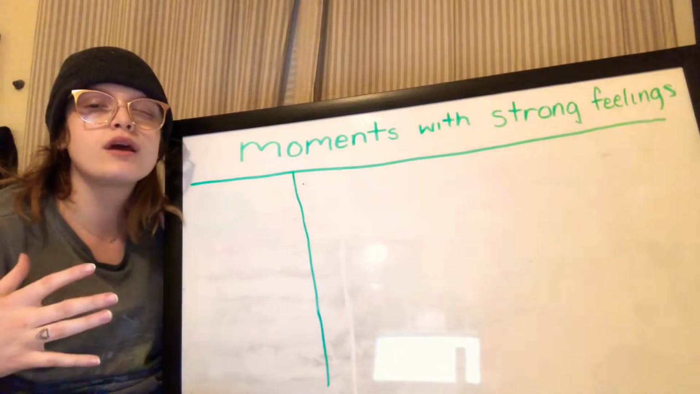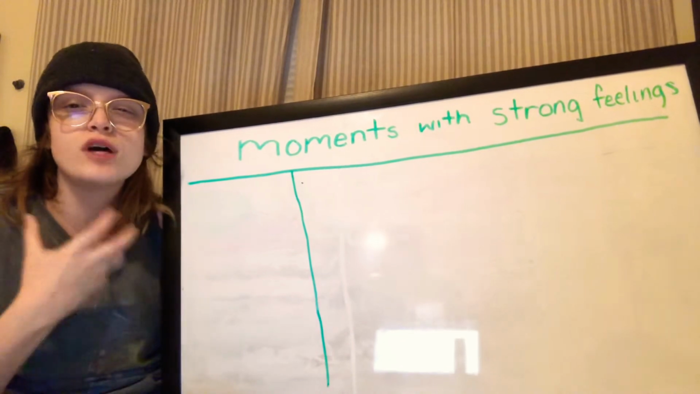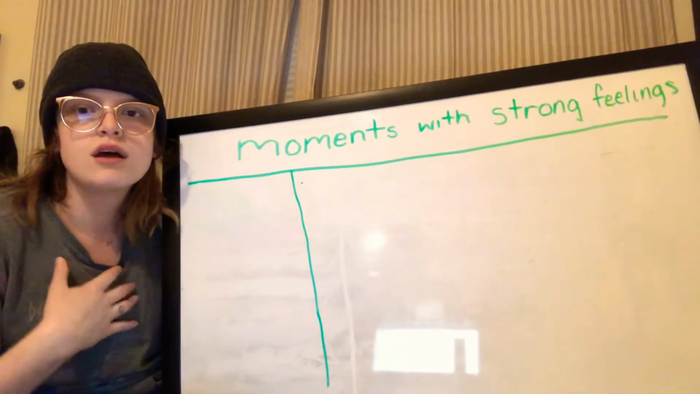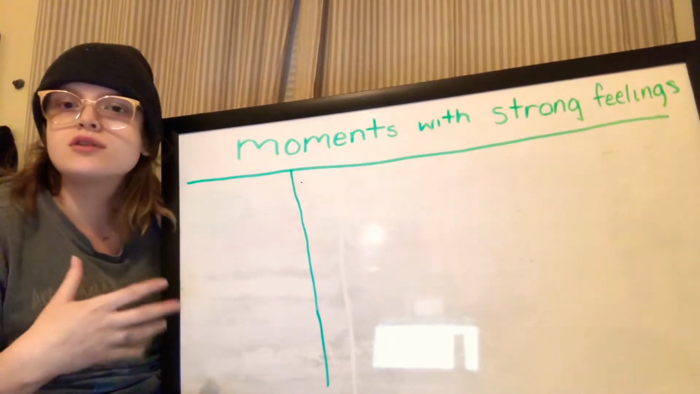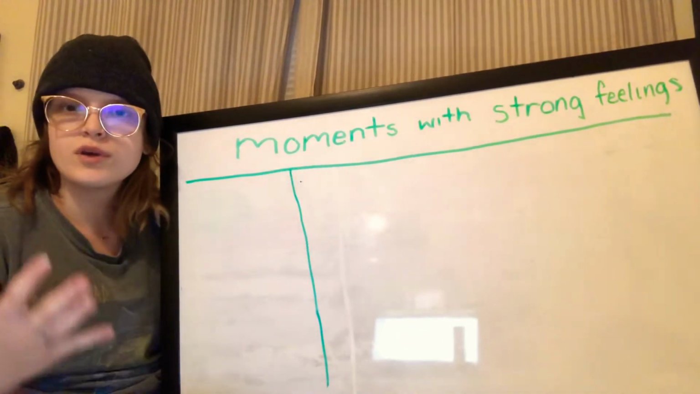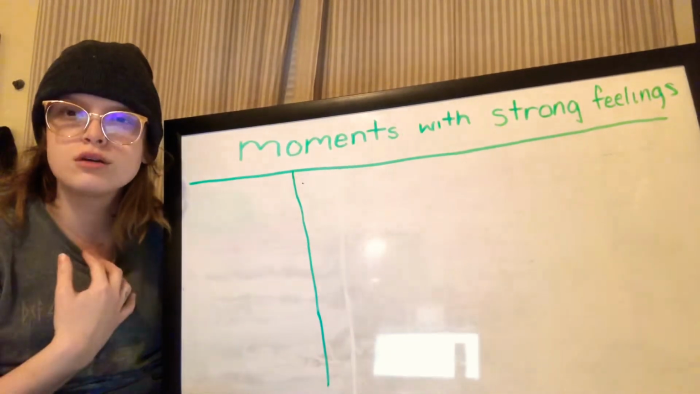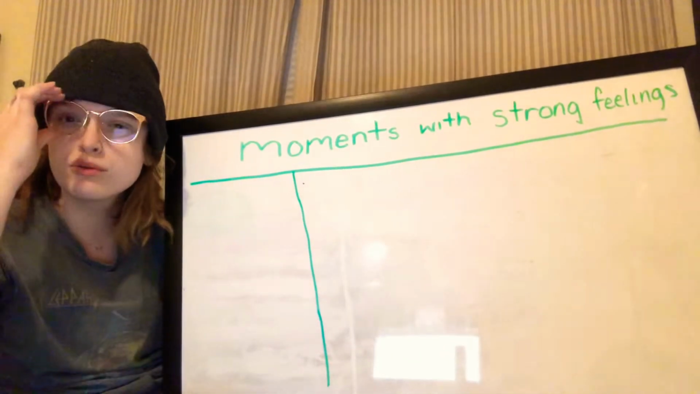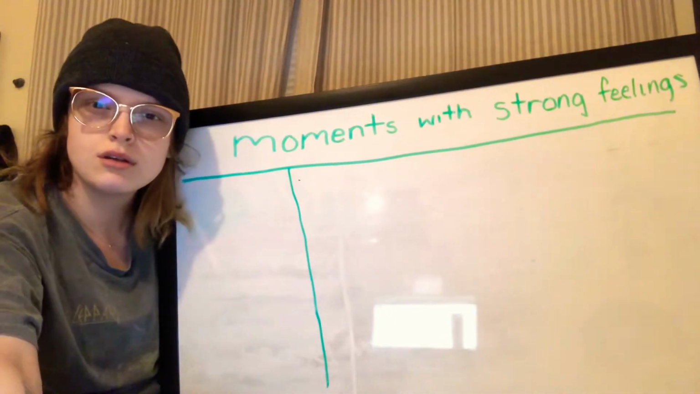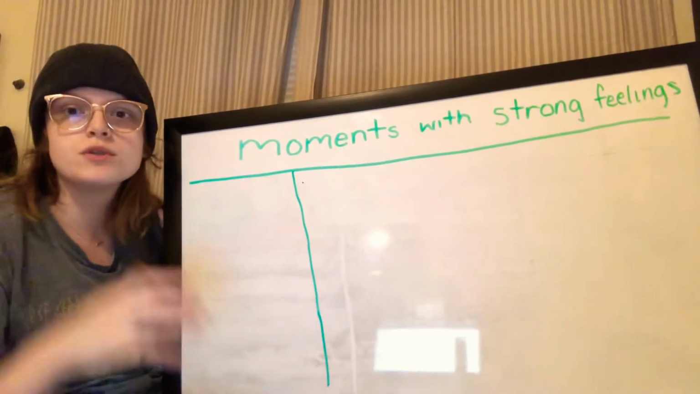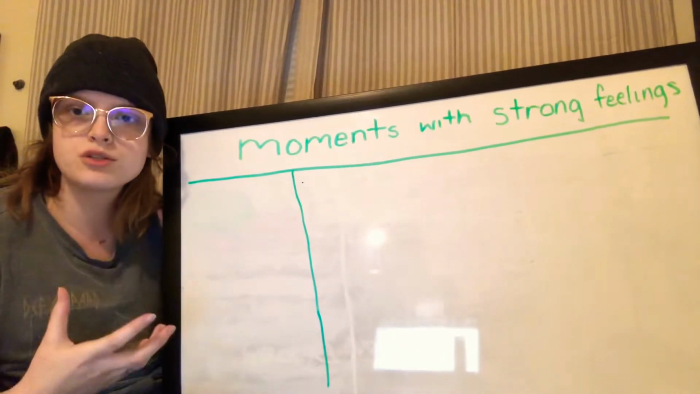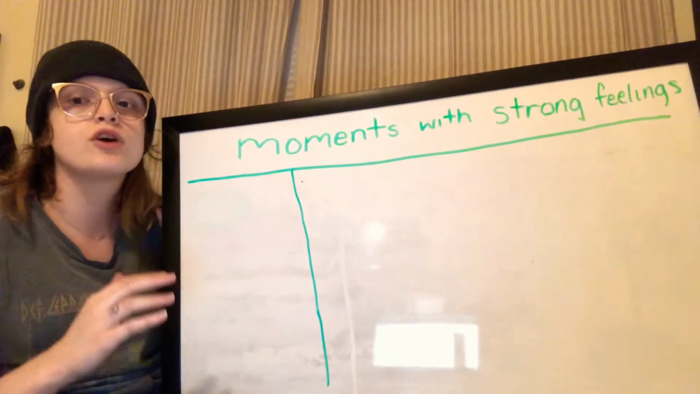Writers often think about moments when they've felt strong feelings. Then they can use these moments to write stories. Can y'all remember a time when you felt an emotion that was so strong? Do you remember what that emotion was? Well, today I'm going to show you how we can use a strategy to think of ideas for our stories.